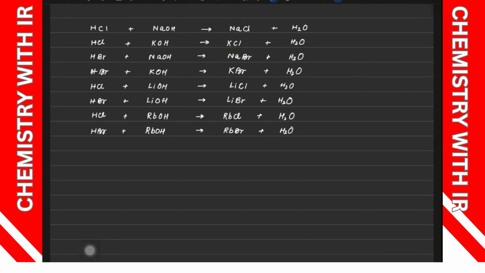It should not be NaCl2. Whenever I have a group 2 metal, let's suppose magnesium, then I am supposed to write 2 because the charge for magnesium is 2 since it is in group 2. Are you getting my point? Yes, sir. So this is called an acid-base reaction.